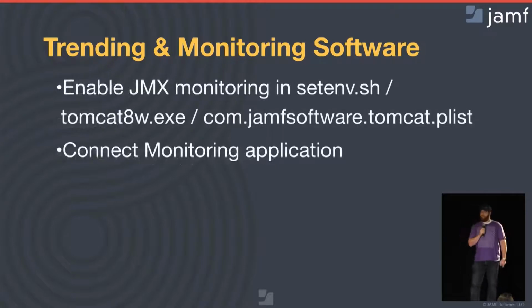In order to monitor what Java's doing, we need to enable JMX. This is done in those same files that we talked about with memory allocation: setenv, Tomcat 8w, or Tomcat plist. They're just some Java arguments that you have to put in place to enable the connection of the monitoring software to the Jamf Pro server. There's really good documentation on Oracle for that. You just search for enabling JMX, and it can be set up with authentication requirements and all different security settings.